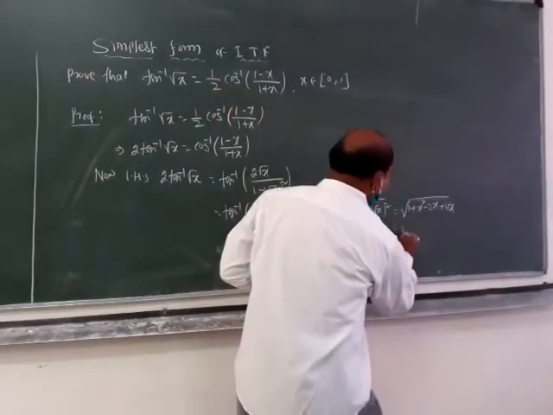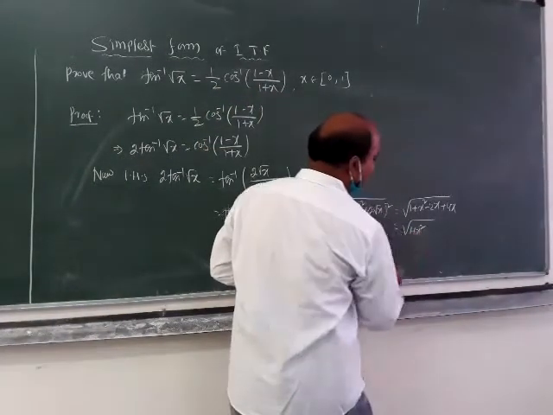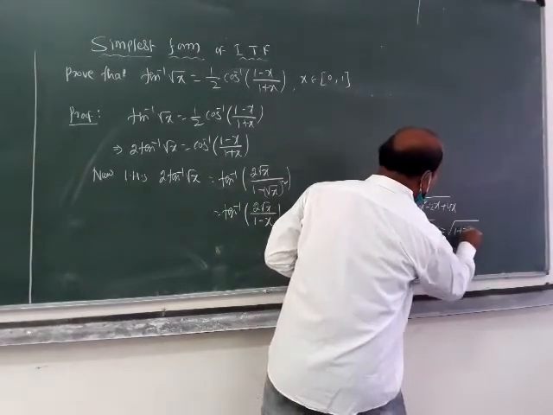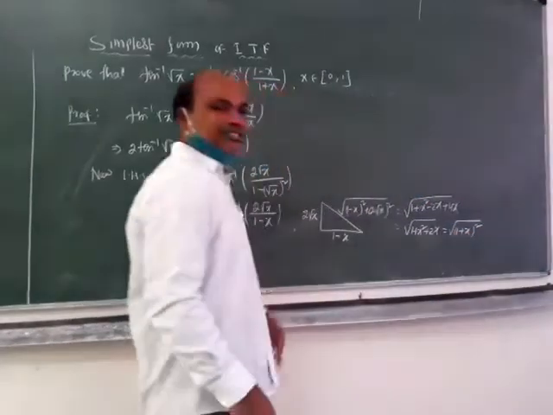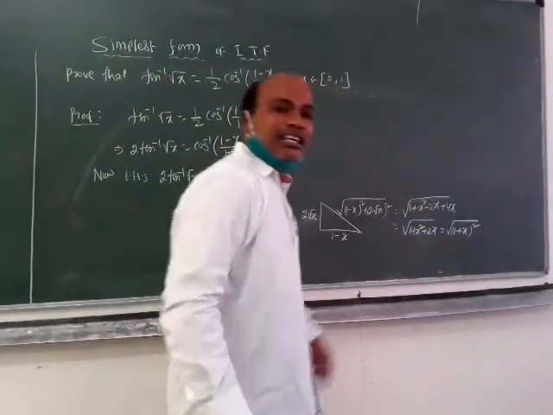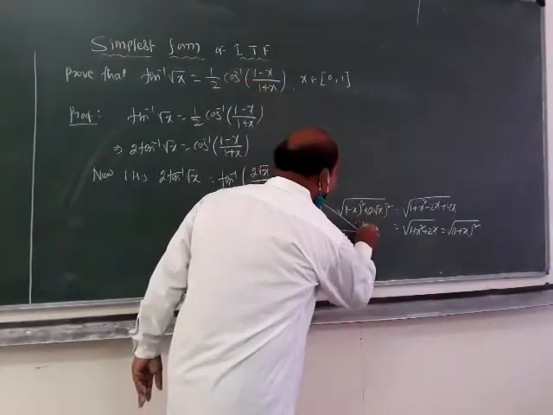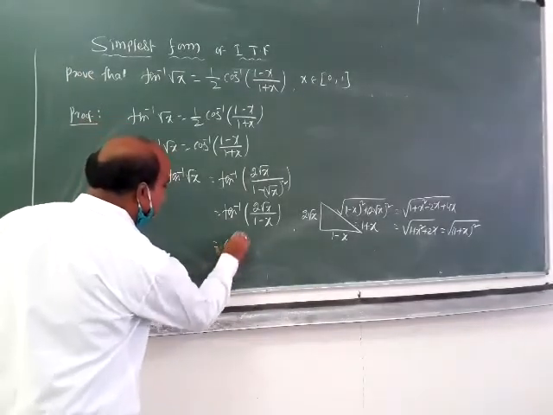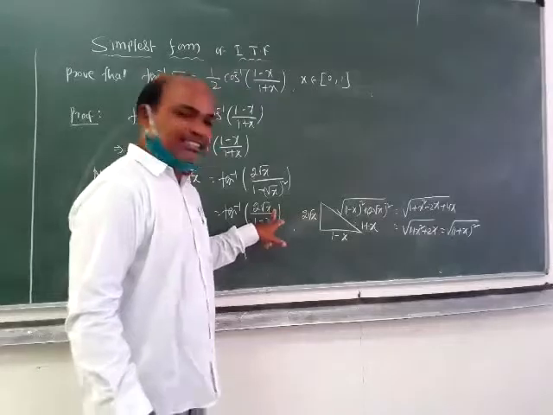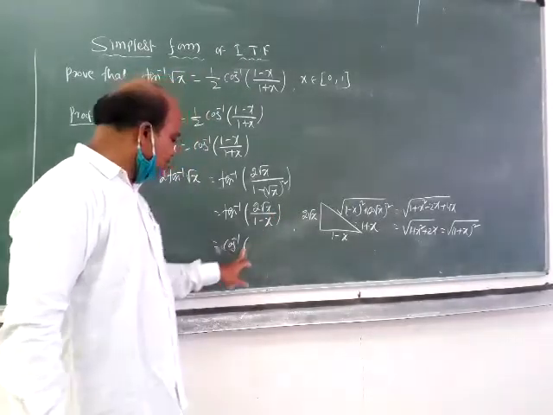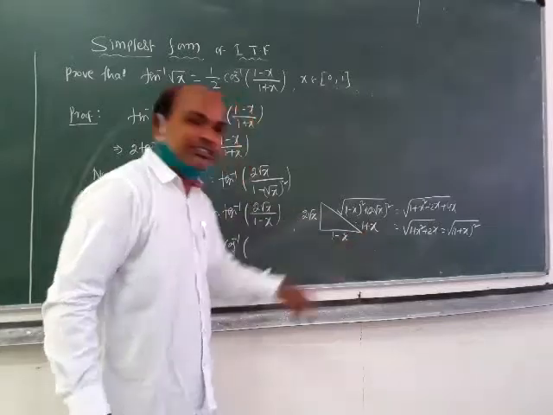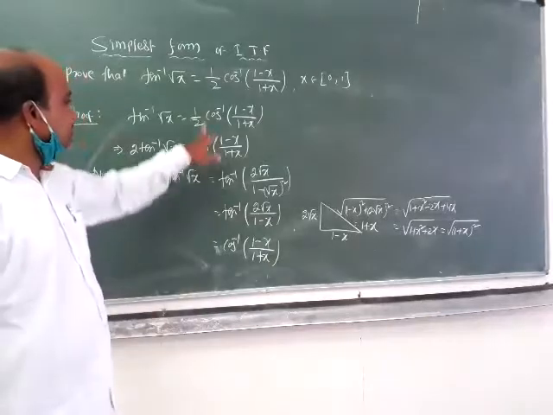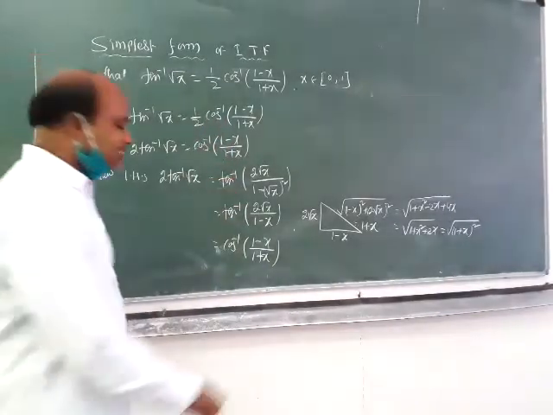So under root of 1 plus x square minus 2x plus 4x, that is plus 2x, is under root of (1 plus x) whole square. The root cancels, so the final result is only 1 plus x. Then this becomes cos inverse, because this was opposite by adjacent, but cos is adjacent by hypotenuse. What is adjacent? 1 minus x by 1 plus x. This is the RHS.